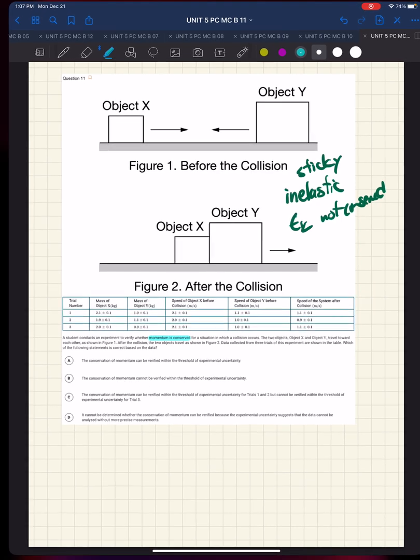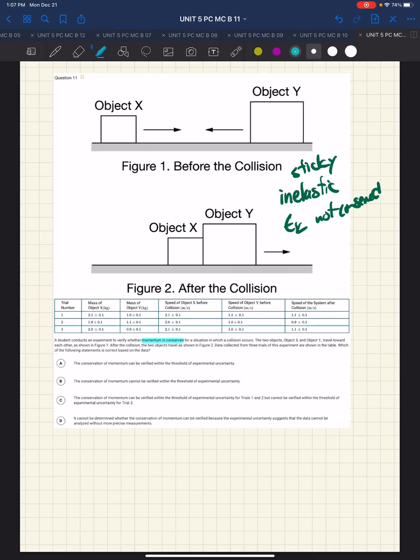So the first clause in each one of these is conservation of momentum can be verified, cannot be verified, can and cannot, cannot be determined. So we have to first find out what's going on with this case. So we've got three trials.